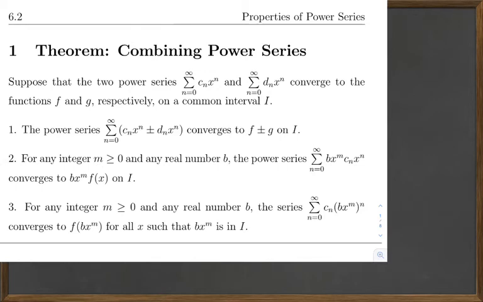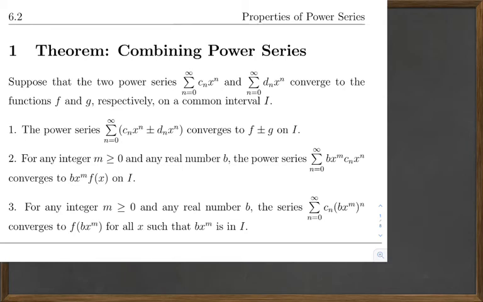And it says, suppose that two power series, sum n equals 0 to infinity c sub n x to the n, and sum n equals 0 to infinity d sub n x to the n, converge to the functions f and g respectively on some common interval I. The power series sum n equals 0 to infinity c sub n x to the n plus or minus d sub n x to the n converges to f plus or minus g on that interval I. So that gives us a way of adding or subtracting two convergent power series, provided that we're on their common interval of convergence. So there's an overlap of where they converge.